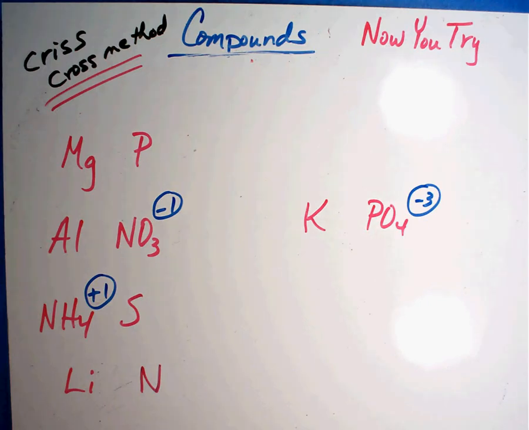Now it's your turn to try. We just learned the crisscross method. The crisscross method is a faster way of coming up with the real formulas when you put ions together. So I have 1, 2, 3, 4, 5 examples. In just a minute, you'll want to pause the video, look up the charges for each. Remember, if they don't equal each other, you will switch the charges or crisscross them to get the correct formula, and then see if you can get the names.